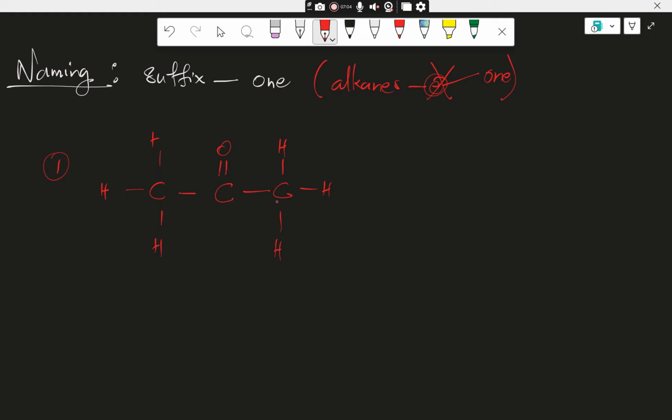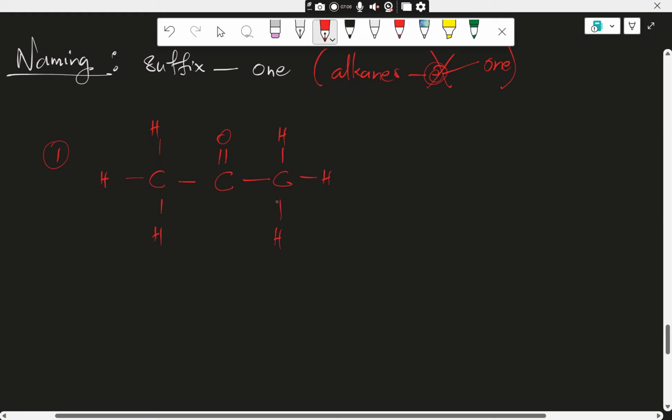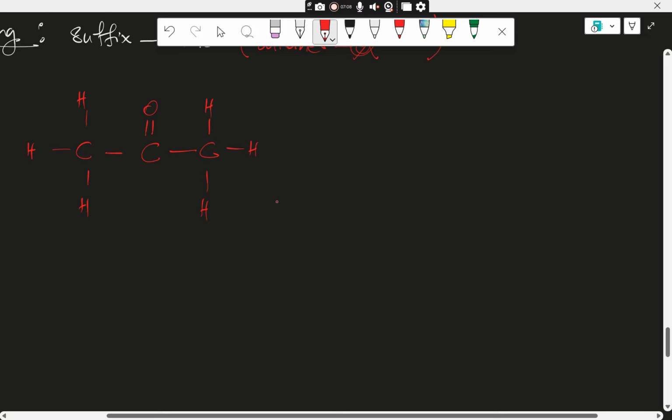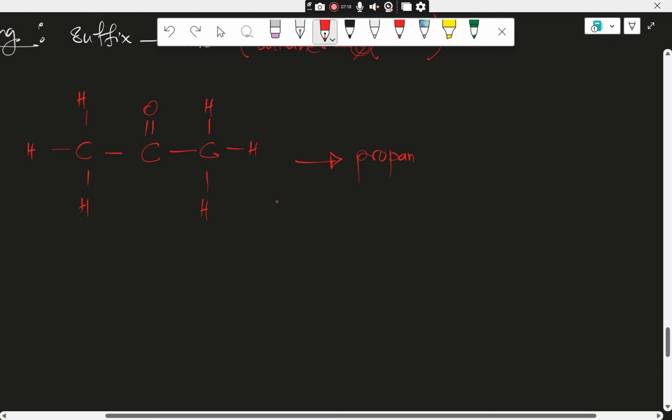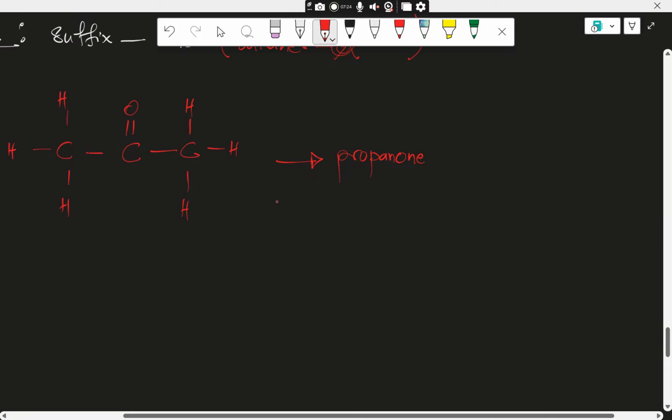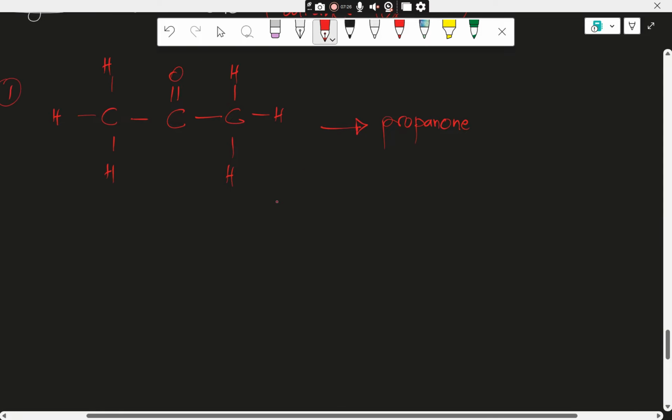Okay, it seems like I'll be writing a lot of condensed forms to save a little bit of time. So this one, three carbon atoms, so it should be prop. If it was an alkane, it would be propane, right? But it's a ketone, so it will be propan-one, right? Propanone or propan-one.